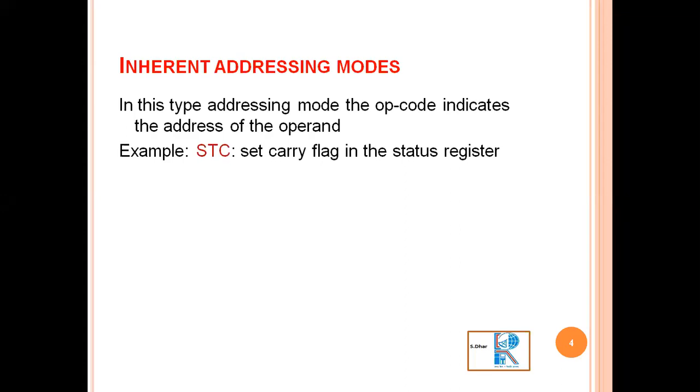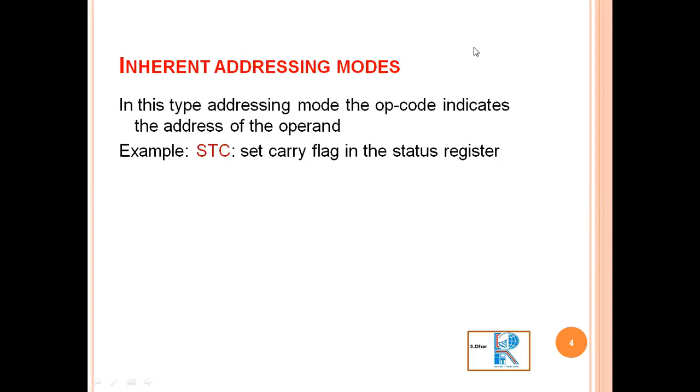See, this is the example. What is given in the example? Inherent addressing mode means, as I've told, in this type of addressing mode, the opcode indicates the address of the operand. See here, the example is STC. This is the assembly level code. The meaning of this code is: set carry flag in the status register.